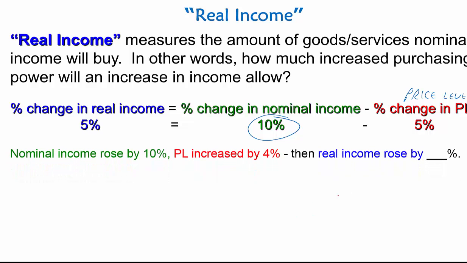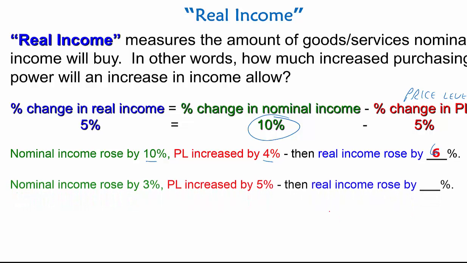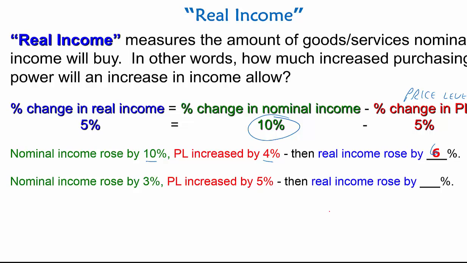Okay? Here's another example. If your income rises by 10%, price level increases by 4%, then your real income rose by 6%. That means you increased your purchasing power by 6%. And that's a real income change. How about this? This happens, by the way. Nominal income can rise by 3%, but if prices increase by 5%, then your real income actually rose by negative 2%. That's no good at all.